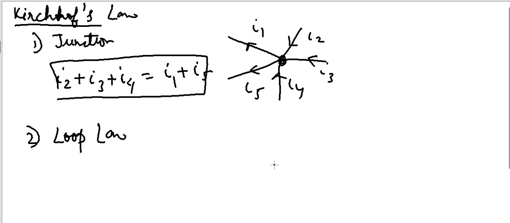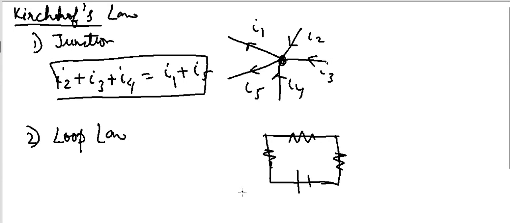So suppose I have a loop, I have a circuit like this. Here I have a resistor, here I have a resistor, here I have a battery, here again I have a resistor, and suppose there are some currents which are flowing externally like this.